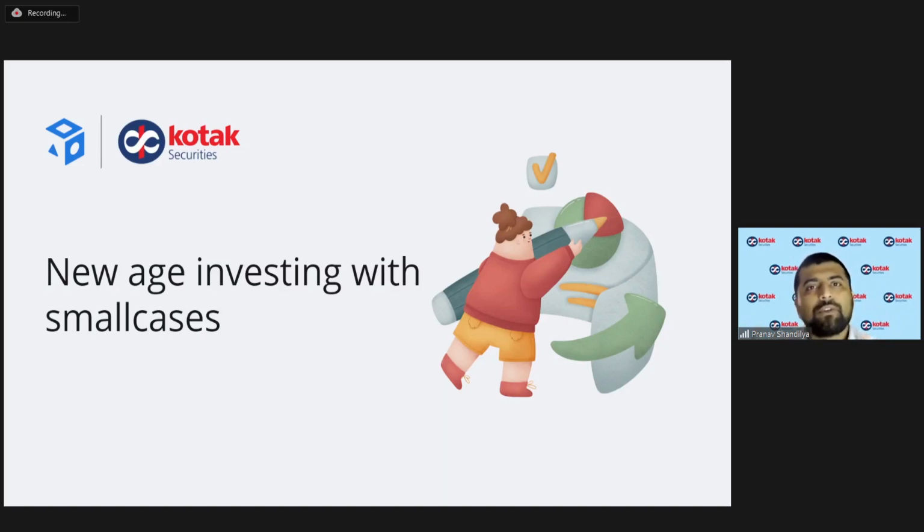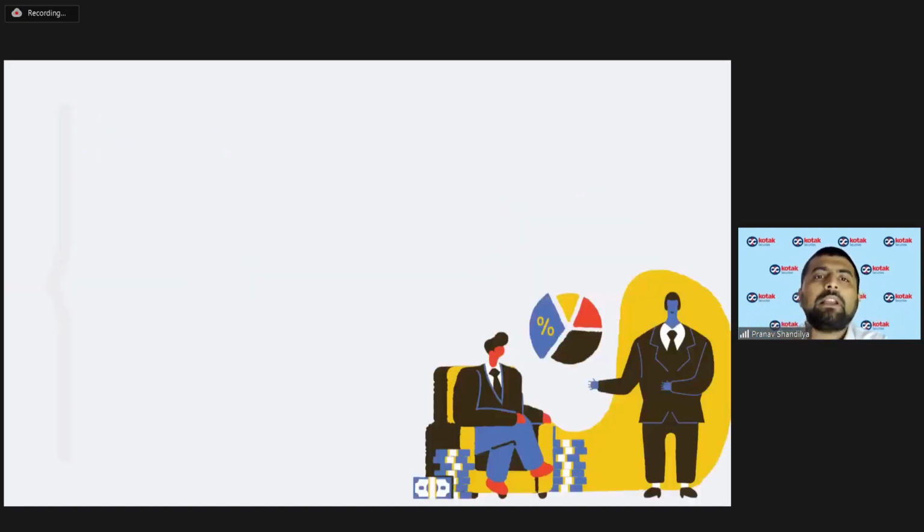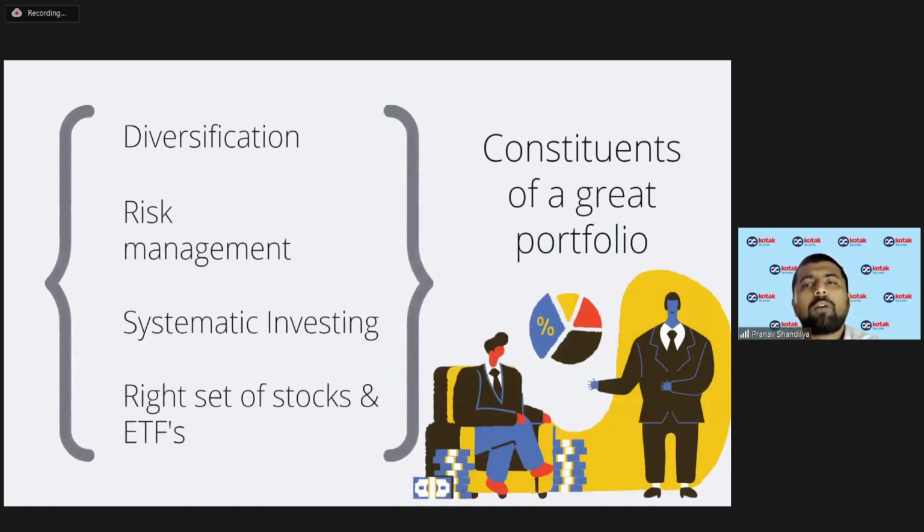So first we will try to understand what the core philosophies of investing are, and we will try to see how small case fits that particular bracket very well. So when we talk about constituents of a great portfolio, it could be any portfolio when you're investing in the markets, the first concept is diversification.